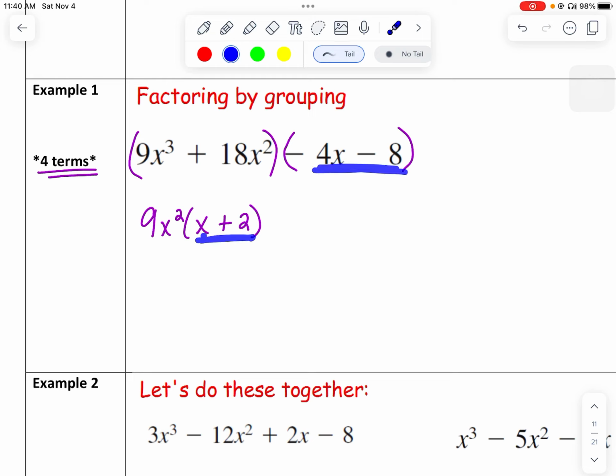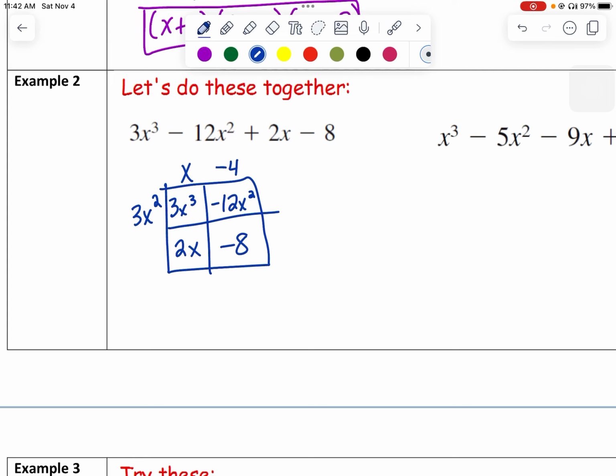And then similar to when we use the box to factor trinomials, we look at the row and we find the greatest common factor. So here they would both have a 3x squared in common. So we'd put 3x squared here. Then 3x squared times x makes 3x cubed. And then 3x squared times negative 4 makes negative 12x squared. And x times 2 is 2x. And then we can double check that 2 times negative 4 does give me negative 8. So that is our factor. So then we have x minus 4 is one factor, and 3x squared plus 2 is my other factor.